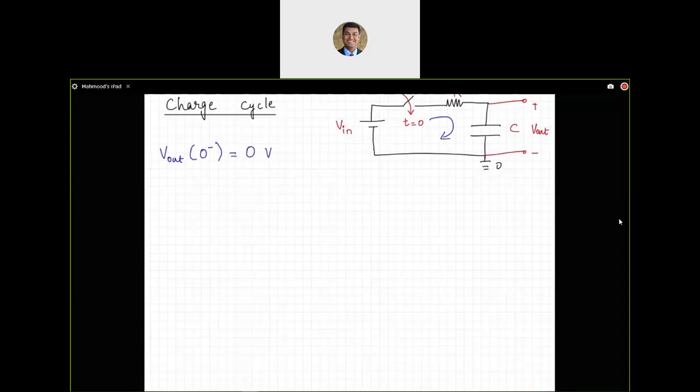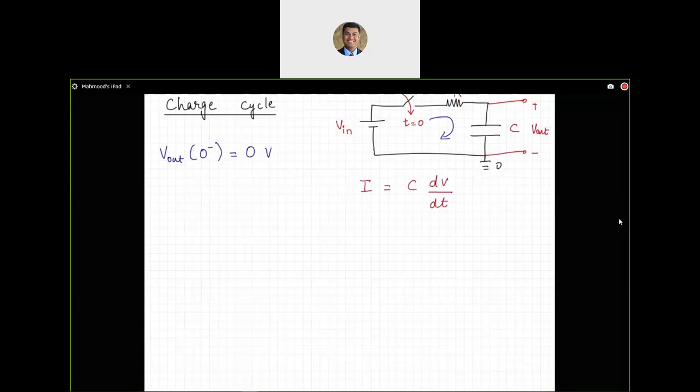So the starting voltage is 0. Now, if I look at the current through a capacitor, we said current through a capacitor is related to the voltage across the capacitor by using a differential equation. I is C dV by dt. So if I were to apply a Kirchhoff voltage law to this loop, sum of voltages around the loop is 0, I would end up with a differential equation that I need to solve along with this particular initial condition.